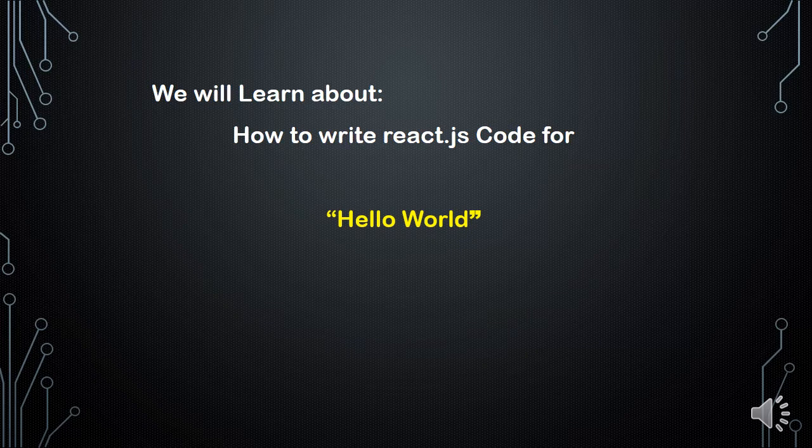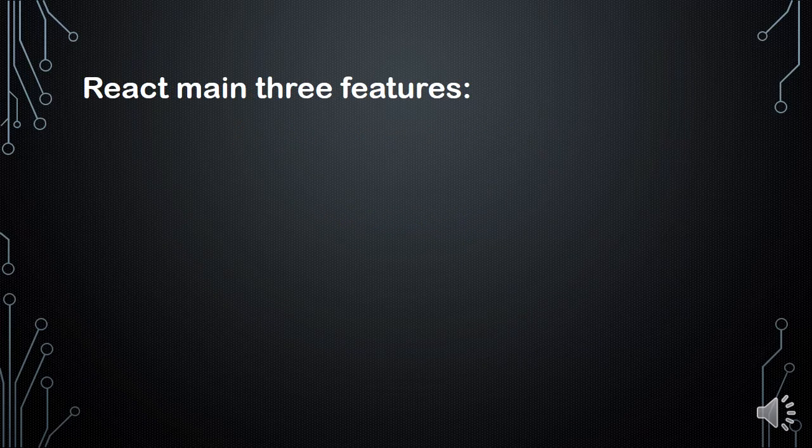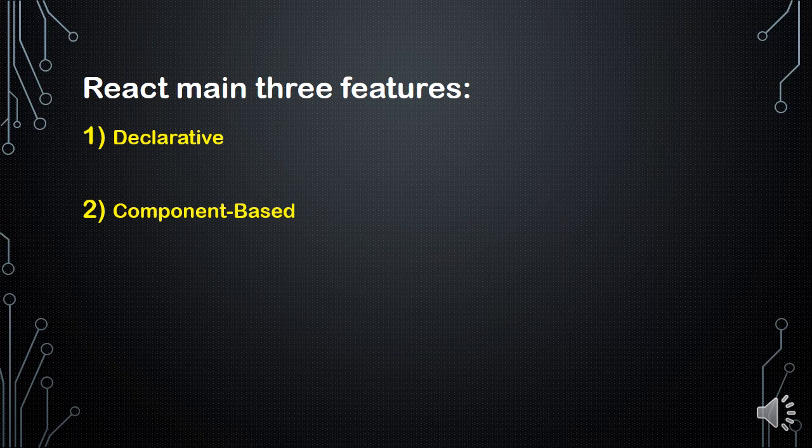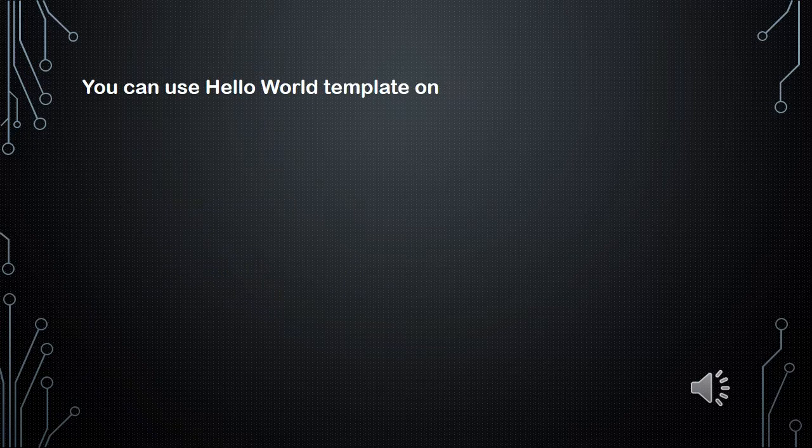I will explain React's three main features. First, it's declarative. Second, it's component based. Component based means you can create many components in it, and you can use them whenever you want in your UI. Third is learn once and write anywhere, meaning if you write code in a component, you can use it anywhere.